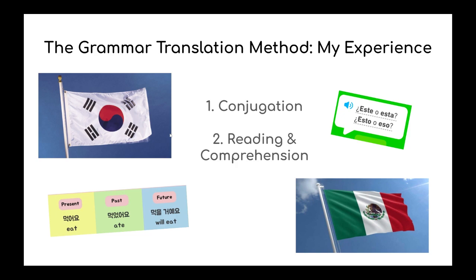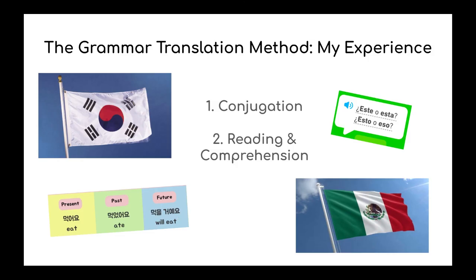that's just conjugations for the verb to eat in Korean, which is 먹다. So for the present, you would say 먹어요. For the past, you would say 먹었어요. And then for the future, you would say 먹을 거예요.